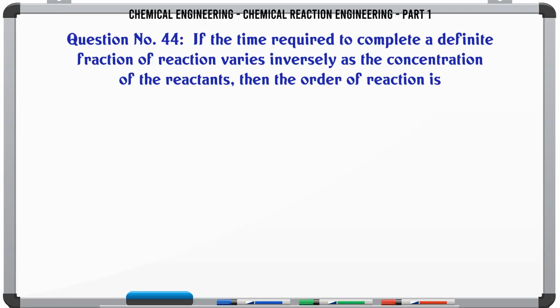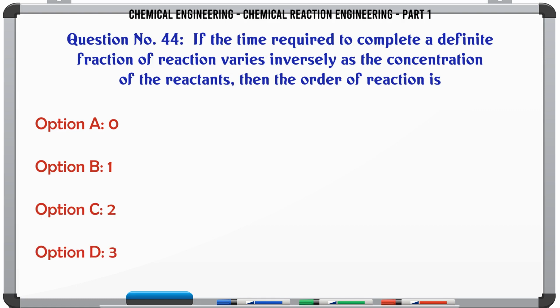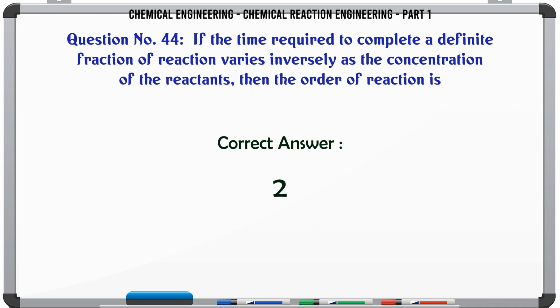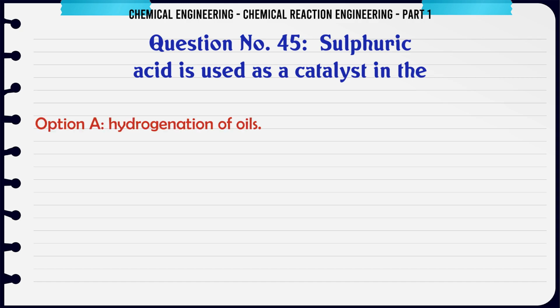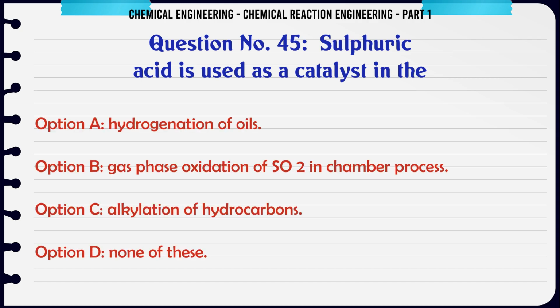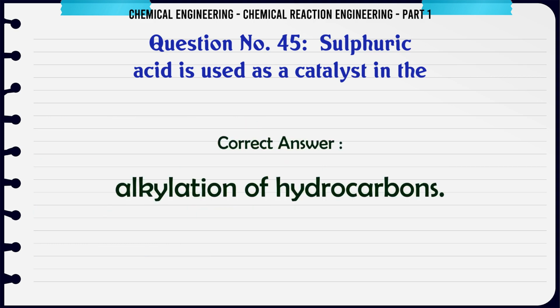If the time required to complete a definite fraction of reaction varies inversely as the concentration of the reactants, then the order of reaction is A. 0, B. 1, C. 2, D. 3. The correct answer is 2. Sulphuric acid is used as a catalyst in the A. Hydrogenation of oils, B. Gas phase oxidation of SO2 in chamber process, C. Alkylation of hydrocarbons, D. None of these. The correct answer is alkylation of hydrocarbons.